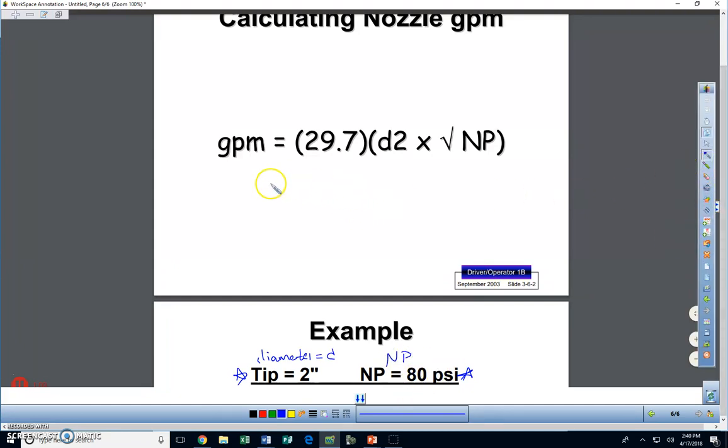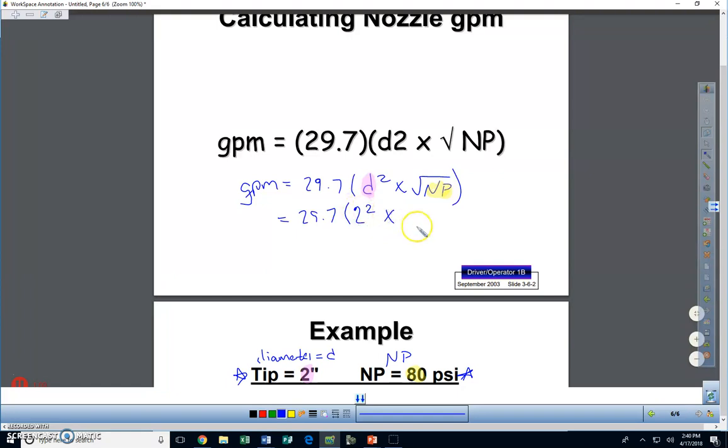So in the formula, the way that I'd rather write it is GPM equals 29.7 times D squared times the square root of NP. This number 2 is what we plug in for D, and then this number 80 in this example is what we plug in for NP. So to find this, we do 29.7 times D squared, but we're plugging in the diameter of the hose, 2, for D. And we multiply that by the square root of the nozzle pressure, which we said was 80 pounds per square inch.